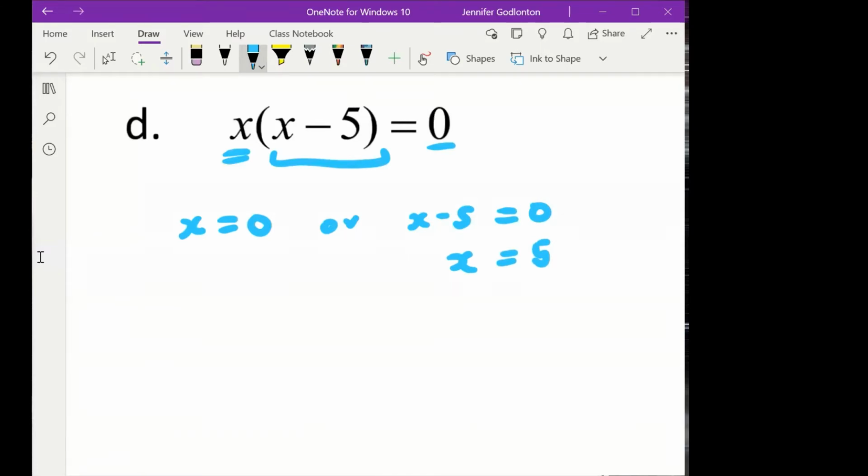Ma'am, for the second answer, my x is 5, but I put -5. So is that wrong or is it correct? Yeah, it's wrong. If you have x is equal to -5, they will mark it wrong. Okay, ma'am. Okay, cool.